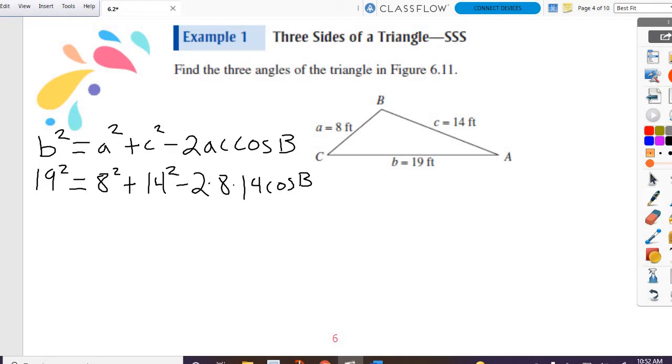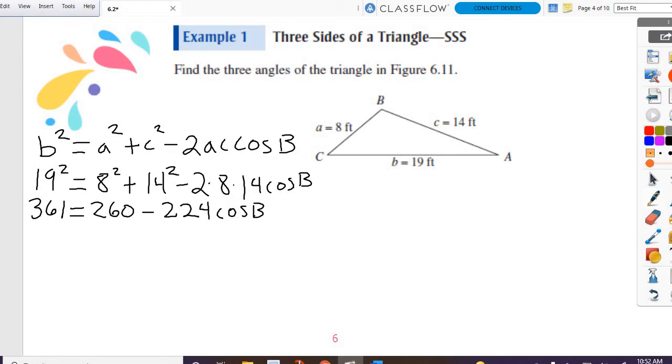So what is 19 squared? Probably not one of our ones that we know. What is it? 361. Okay? And then what is 8 squared plus 14 squared? 260. And then what is 2 times 8 times 14? 224.